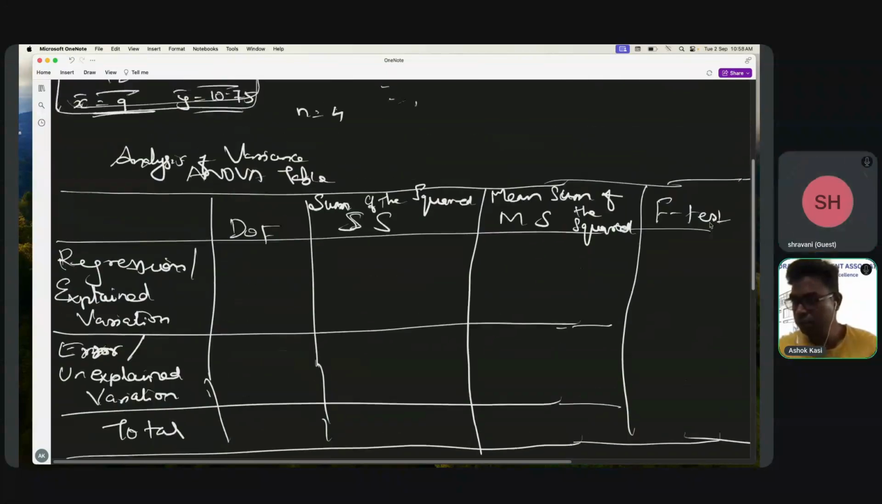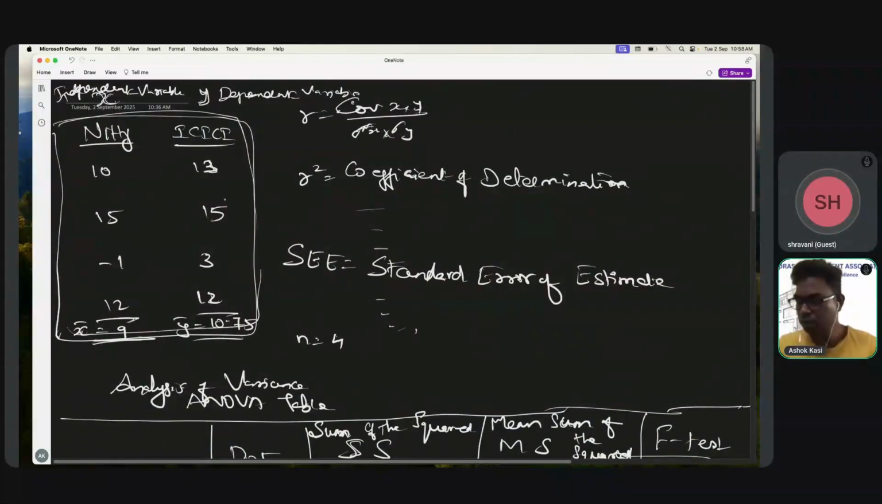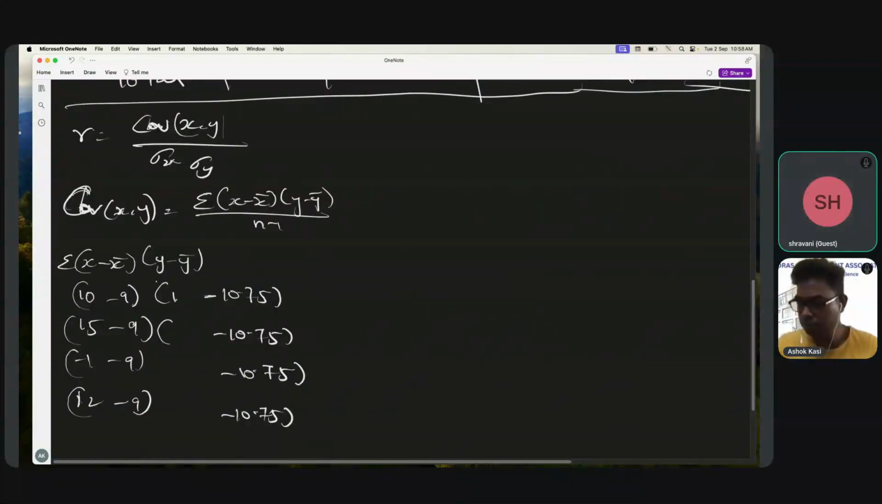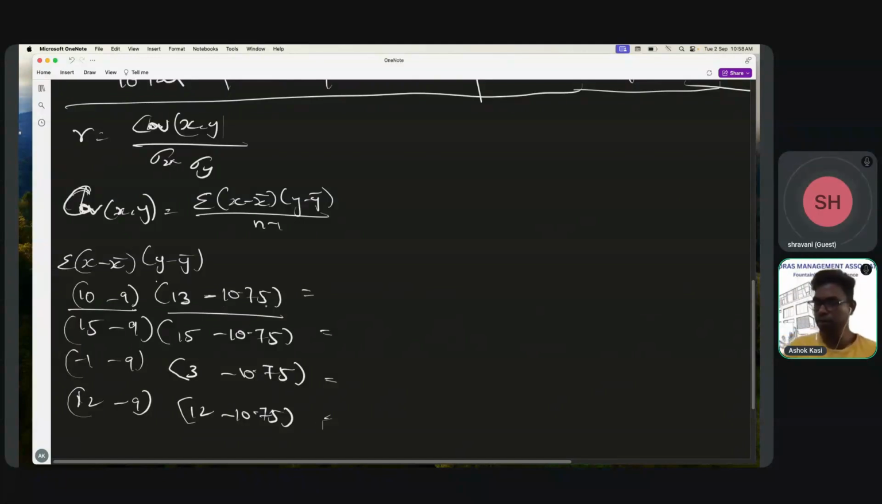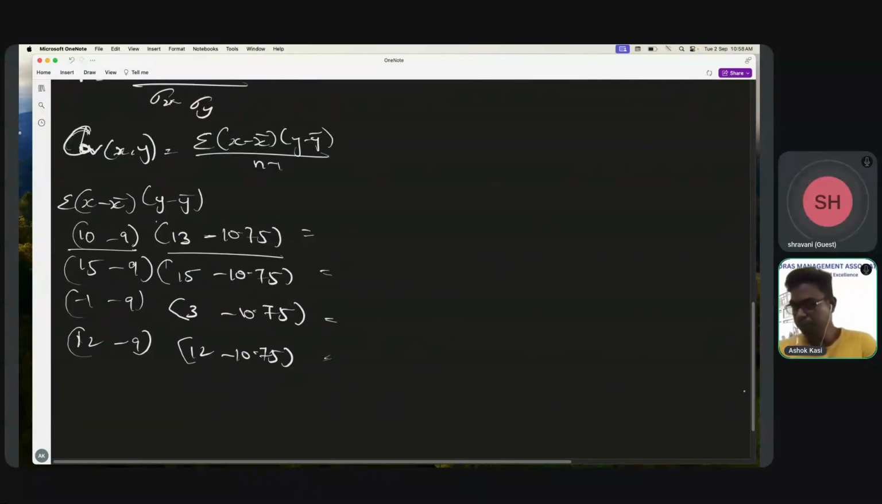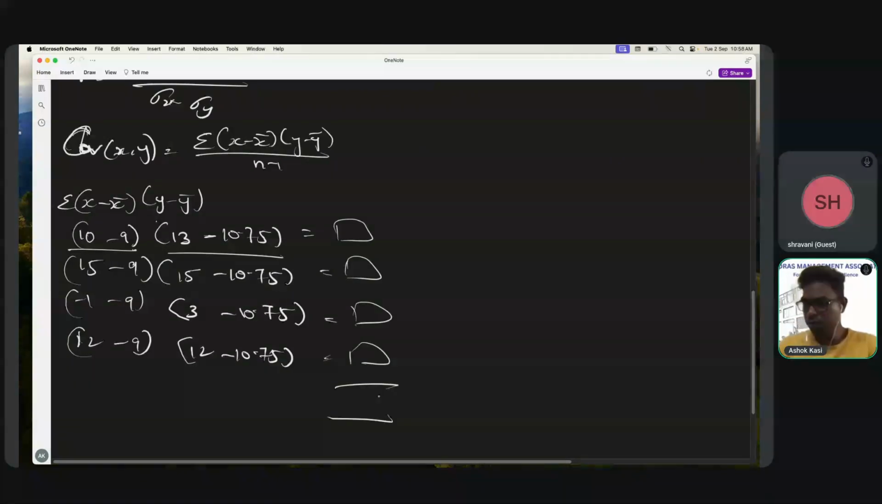Y's values are 13, 15, 3, 12. So now you calculate 10 minus 9 is 1, and then 13 minus 10.75, and keep it in store 1. Like this you add up all. This is store 1, store 2, store 3, store 4, and then add up all.